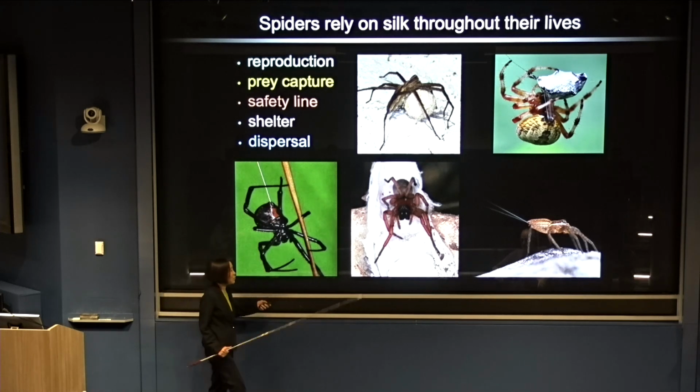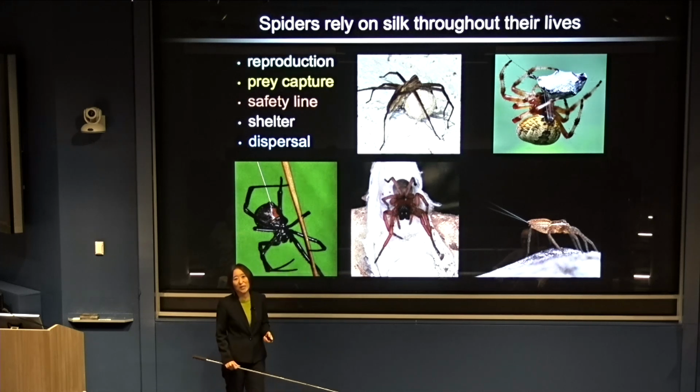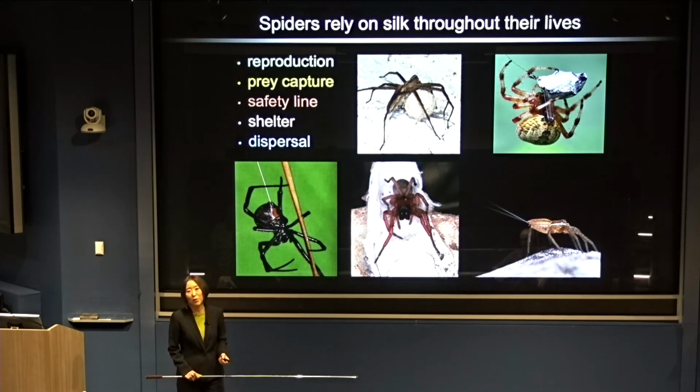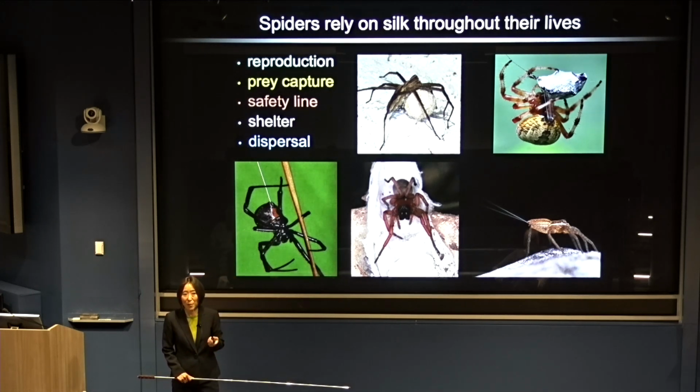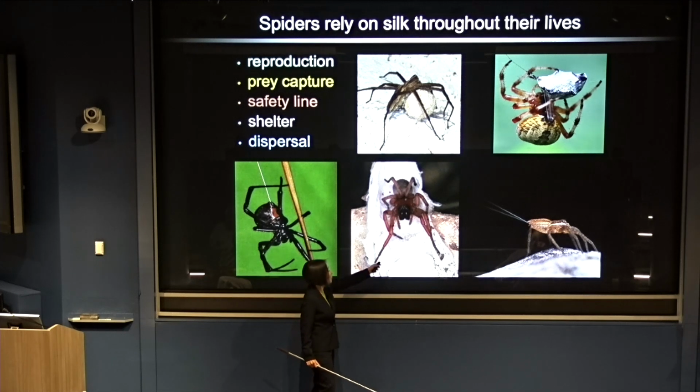Spiders, of course, also make shelters out of silk. So sometimes a shelter could be as simple as a leaf stitched together with a few threads to hide a little, or it could be a very, very thick silken funnel like this.